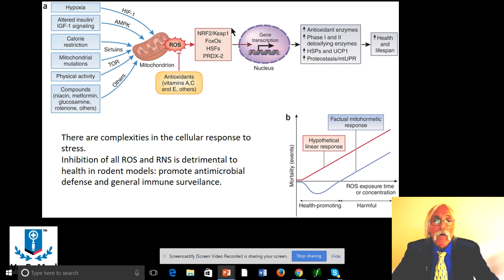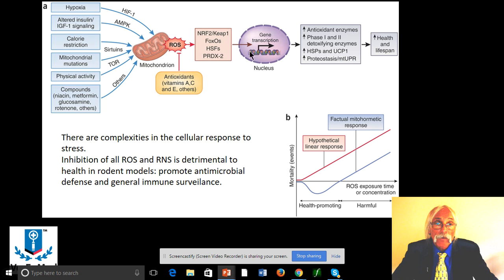Now, what ROS normally does is turn on all of this transcriptional control. NRF2, KEAP1, FOXO, all the FOXO genes, the heat shock factors, and the peroxisome enzyme systems, okay?